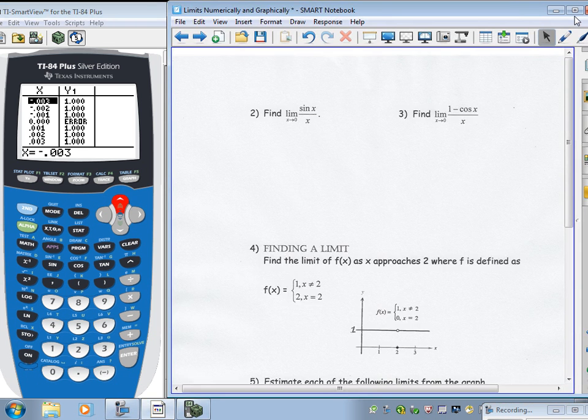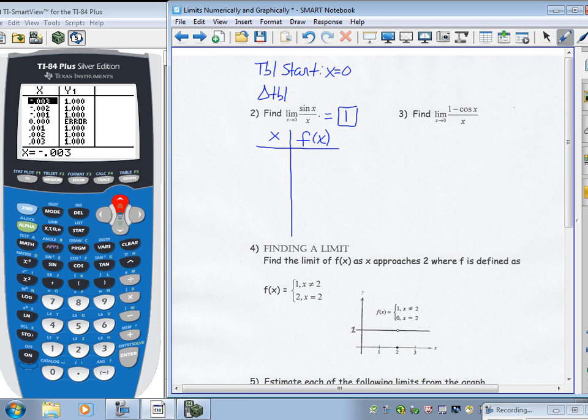If you think it'll help you with your homework tonight, do you want to go ahead and write down some of this table here? Would that help? Okay, let's do that. Just as a reminder of what you're supposed to do tonight: table start, in this case x equals 0, and then delta table 0.001. I'm just going to copy what we had on our table.